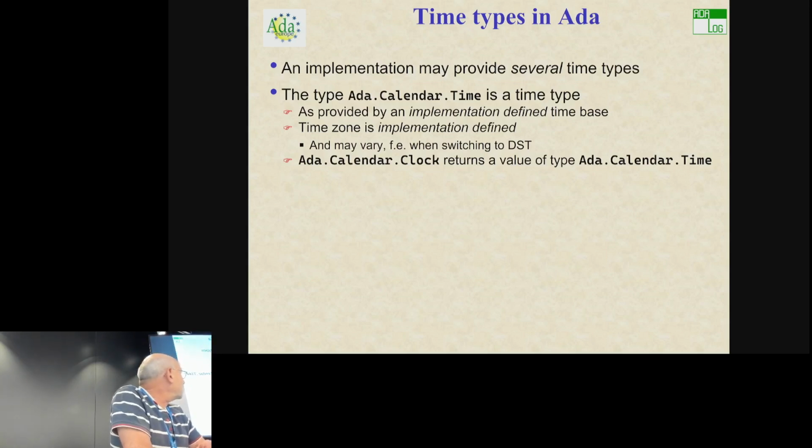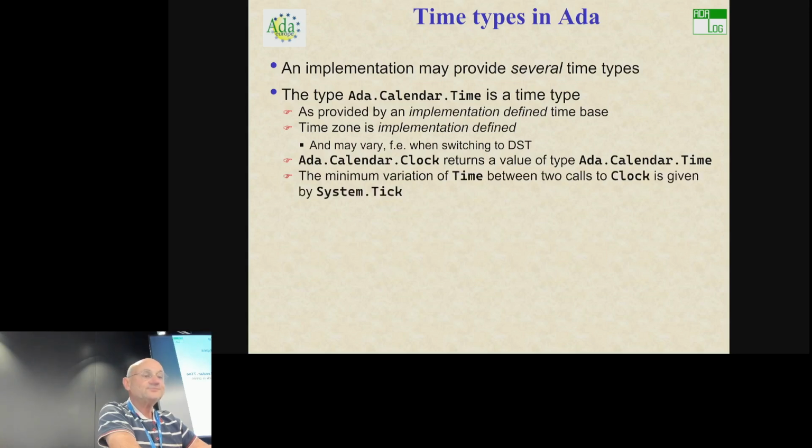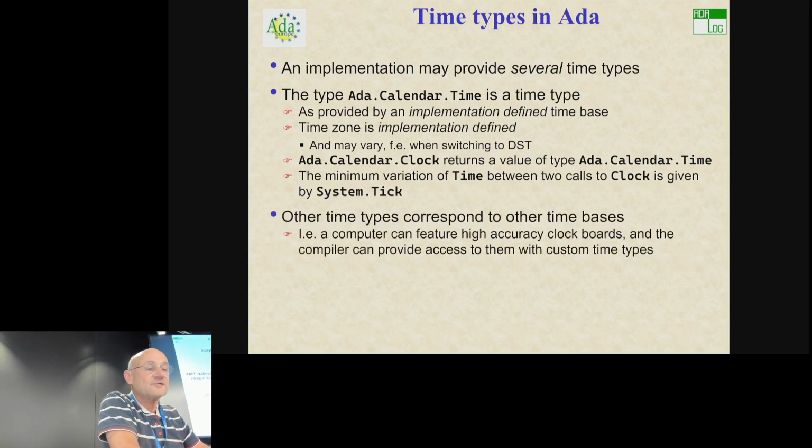And you have a function called Clock that returns a value of type Time. Time is a private type, okay? So you don't know how it is represented, and we have accessor functions that deal with time. You have a constant in System called System.Tick, which is defined to be the minimum variation of time. I told you that the time was varying in jumps. So you know that if you have two calls to Calendar.Clock, they will not differ by less than System.Tick. So you cannot measure a duration less than System.Tick. But that's defined, at least you have the information.